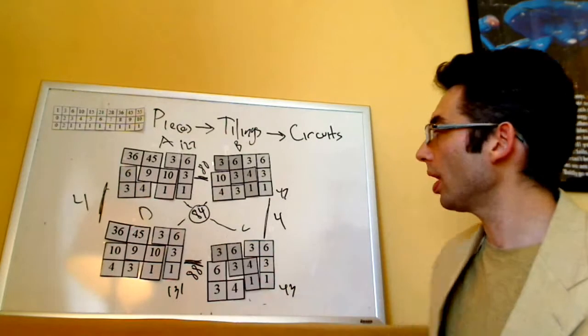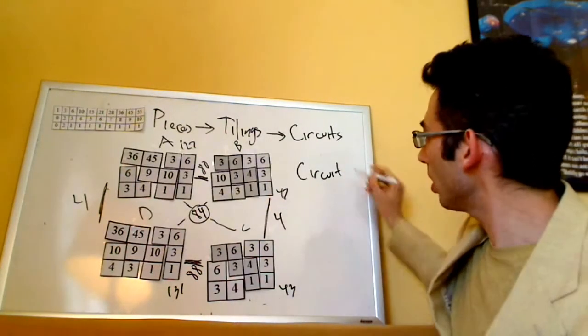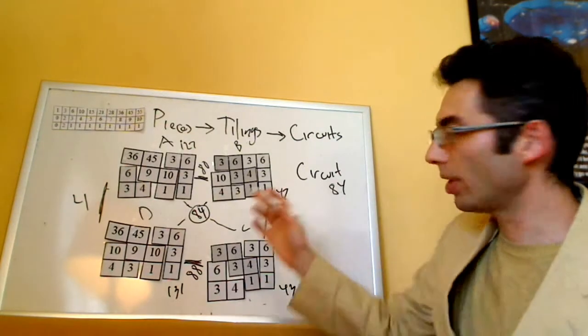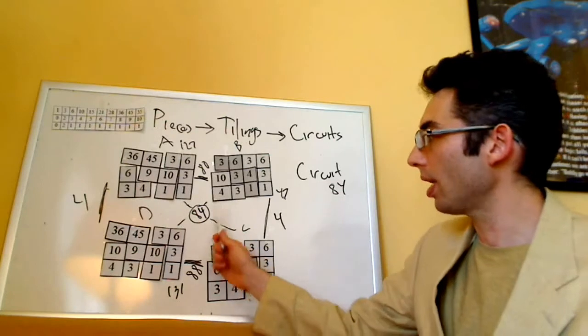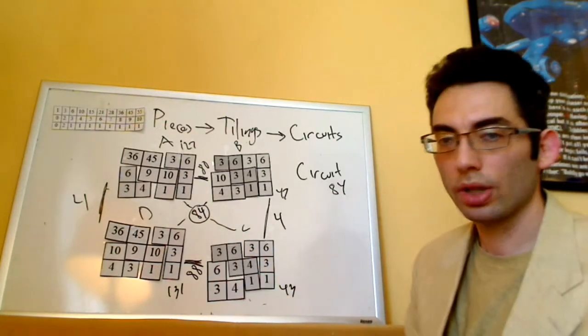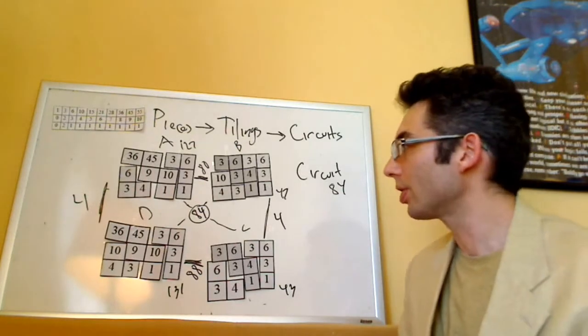So we're going to call this circuit 84, actually, because we have a group of numbers here. They have a symmetry. We got to give them a name. And since they have 84 in common, we're going to call it circuit 84.